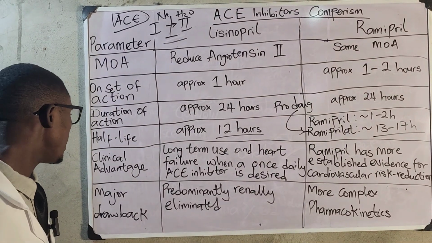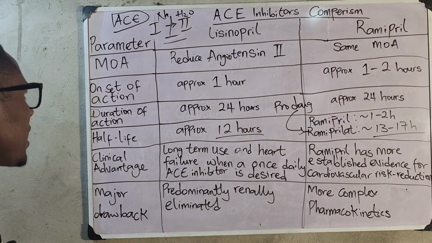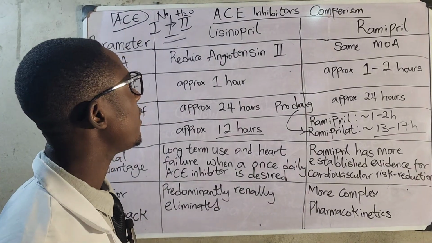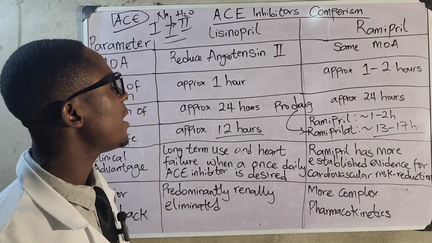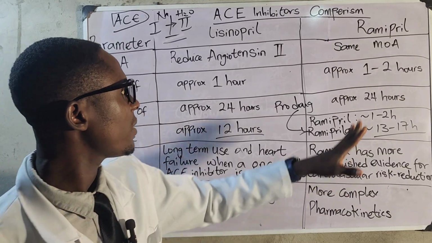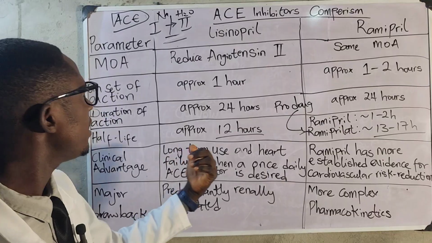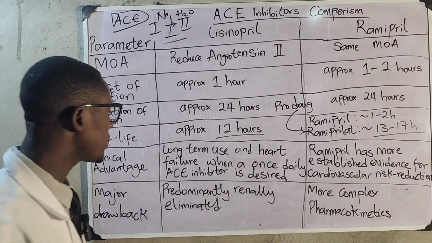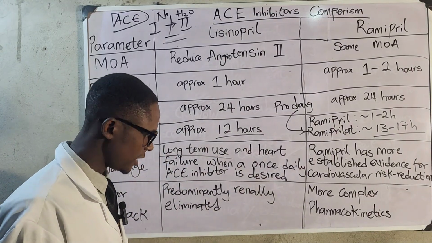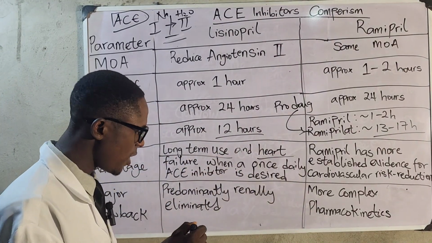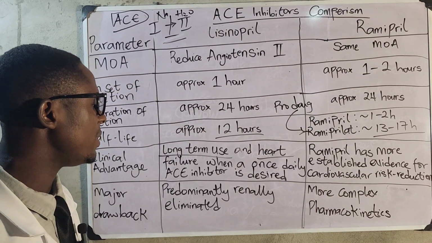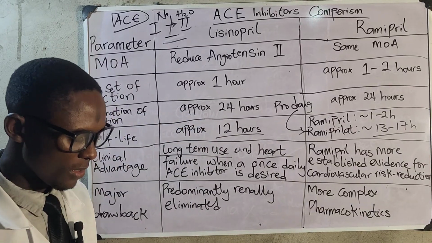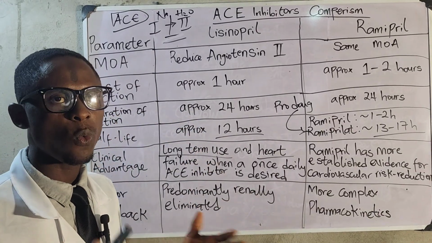Now, the best clinical advantage lisinopril has over most other ACE inhibitors, and the best clinical advantage ramipril has over lisinopril. Lisinopril is good for long-term use in management of chronic hypertension and heart failure, where you need a once daily ACE inhibitor. You see that the duration of action is 24 hours, so it is administered once daily.